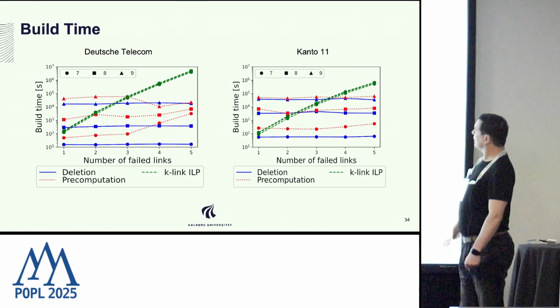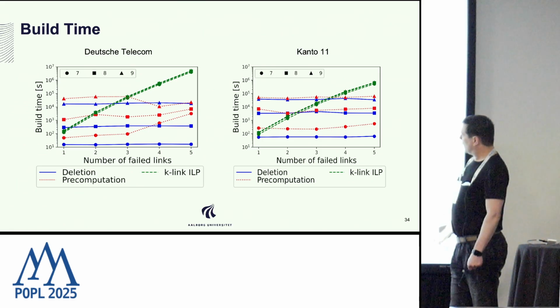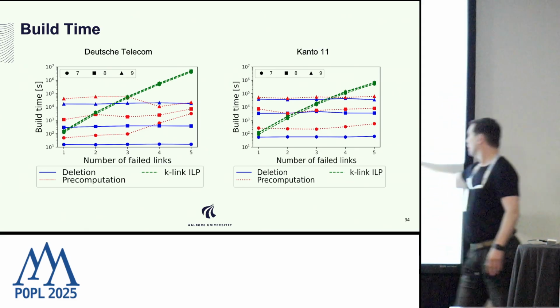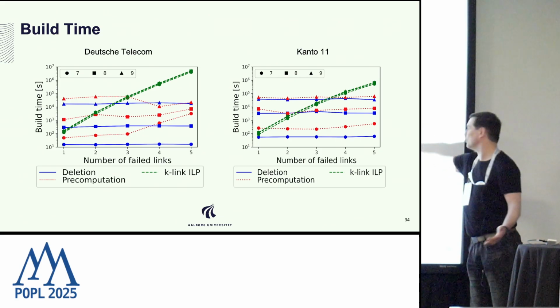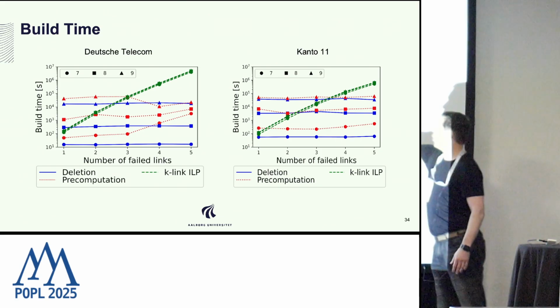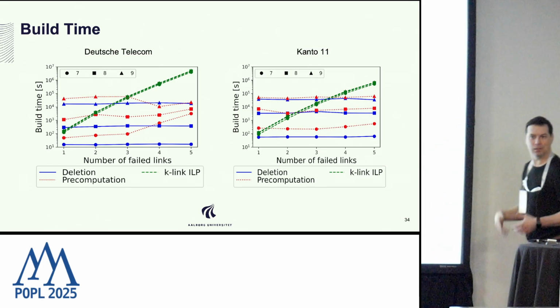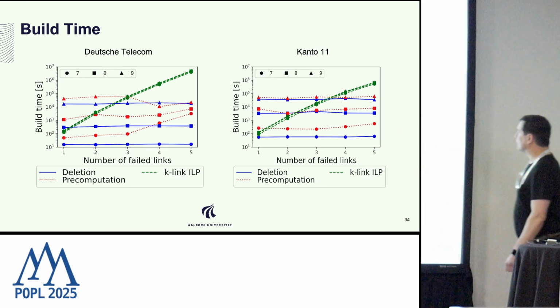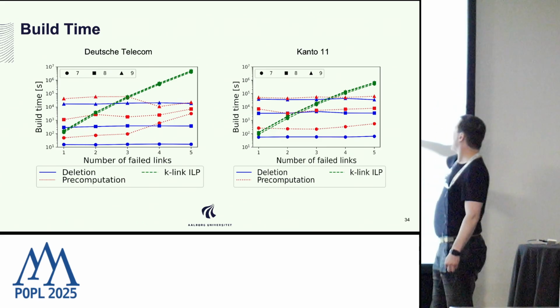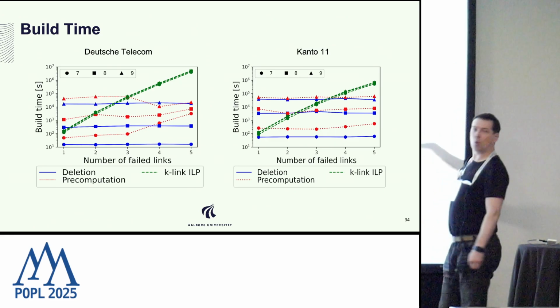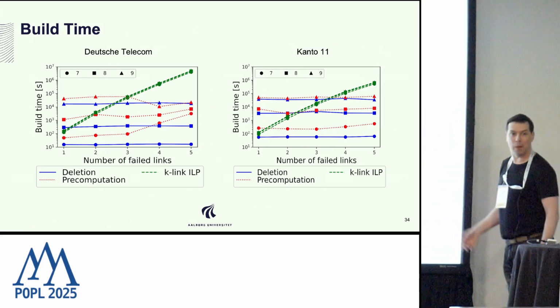The deletion is very nice because you compute it once, and irrespective of how many failed links you have, it doesn't change. It's a constant. There's a small deviation because of the measurements in the experiment. And the precomputation is also pretty good. It has a slight increase with more failing links, but it's not too bad.